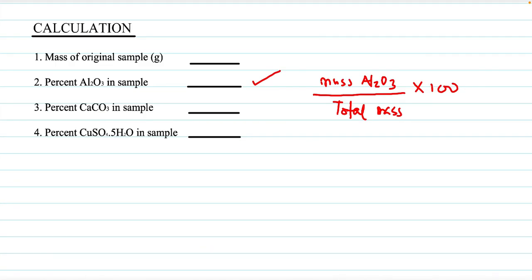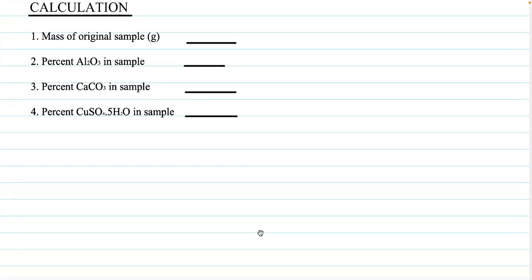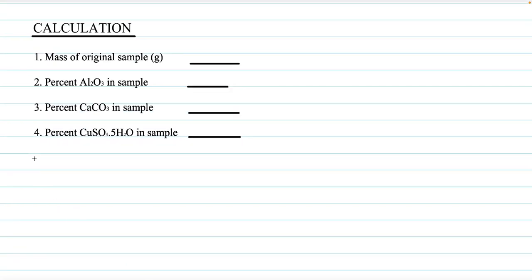Now we actually said for the first one, this is what we're going to do. For the first one, we'll say mass of original sample is 1.03 grams.